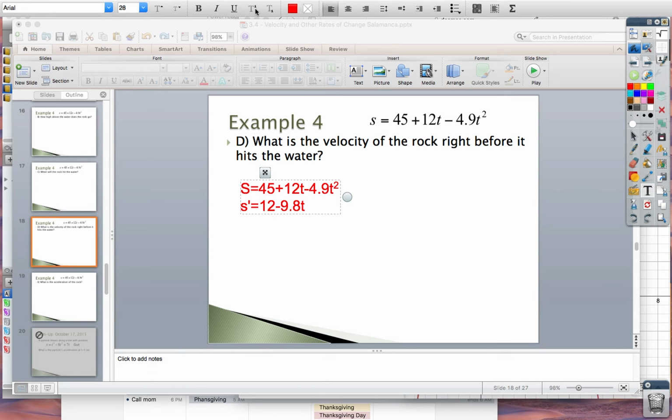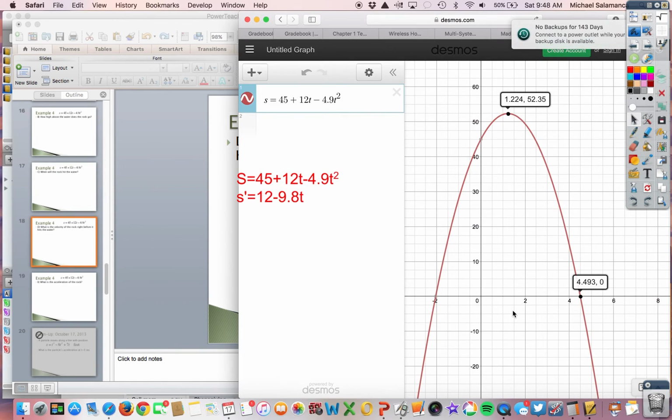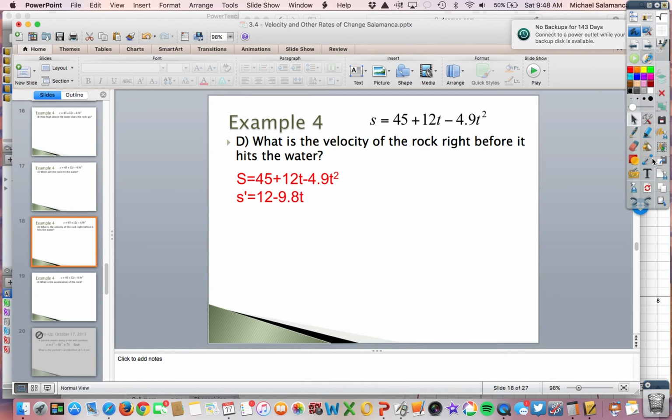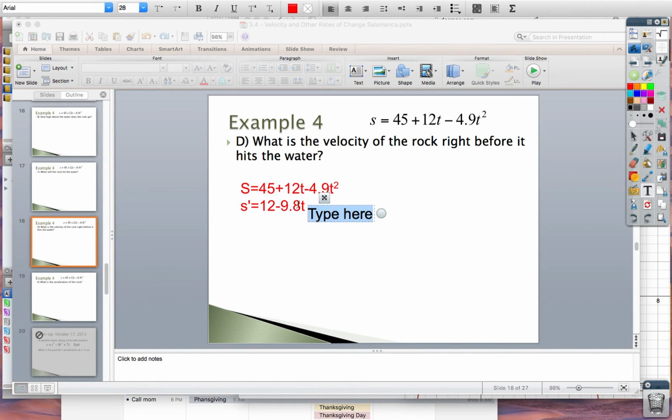Now it says what is the velocity of the rock right before it hits the water? So keep in mind, right before it hits the water, well, let's go back to our graph. We know that at 4.493, that's when it hits the water. So to answer the question that's up here, we are going to substitute an x value in here. So we know s prime equals 12 minus 9.8 times 4.493. I know that's the same exact value when it hits the water, but this is as close as we can get. We could change some of these values again, but it's just easier to say, hey, it's going to hit the water at 4.493 seconds.